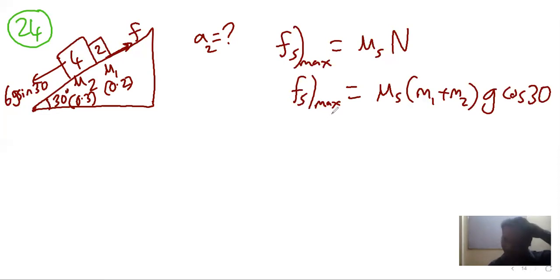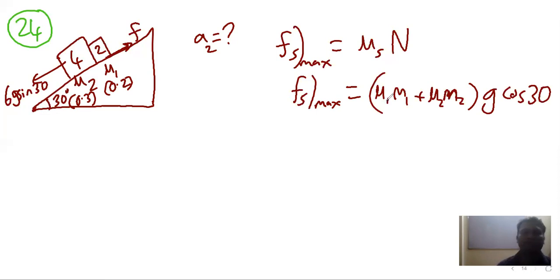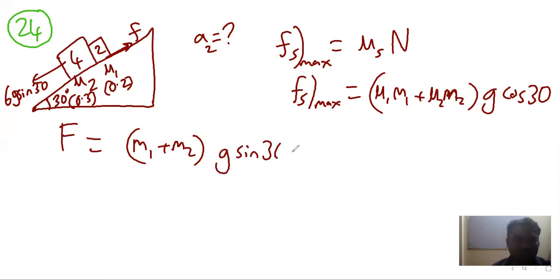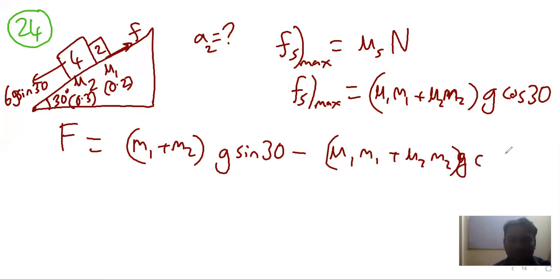In this case, mu is different for the two masses, so let us use different values here. This will be mu1 m1 plus mu2 m2. This is the maximum value of static friction. Now, the net force will come out to be m1 plus m2 into g sine 30 in the downward direction, minus mu1 m1 plus mu2 m2, because we have different frictions, into g cos 30. So this is the net force.